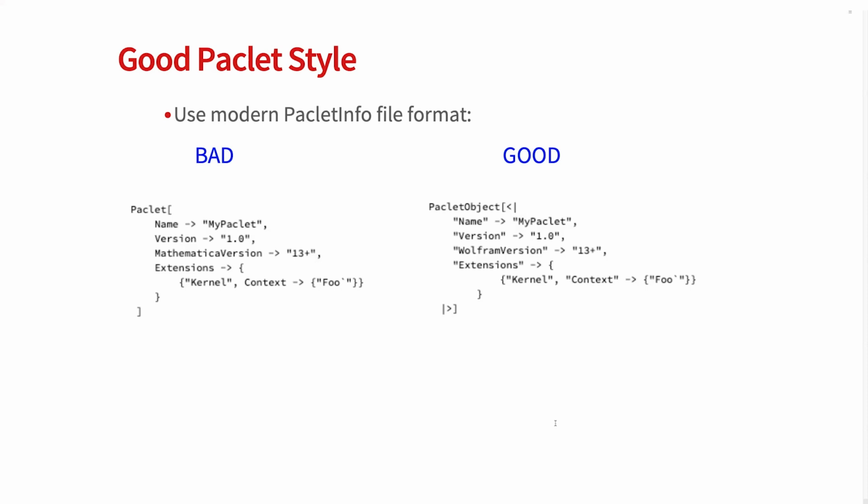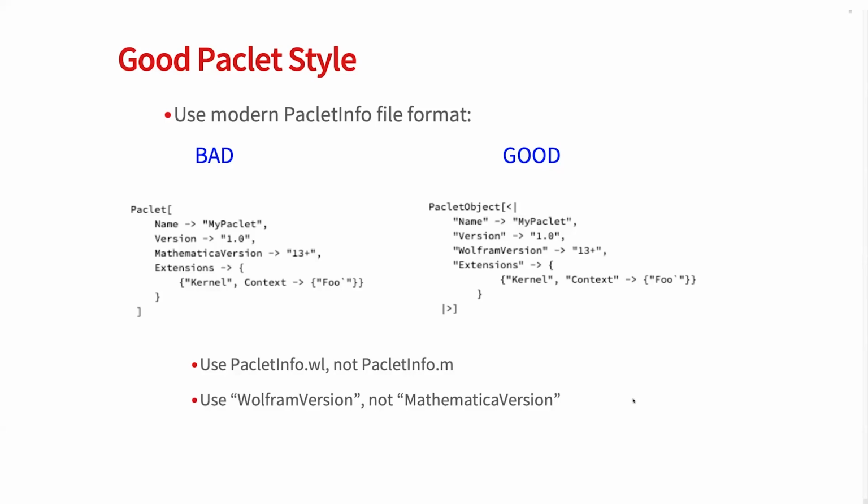The modern style uses PacletObject as the head. It's perfectly fine to use PacletInfo.m. The vast majority of paclets in the system use .m. But .wl, as you all know, is the file extension that we are moving towards. So people creating paclets should use .wl. Another thing that you'll see a lot of is the old Mathematica version field. It's called Wolfram version now.